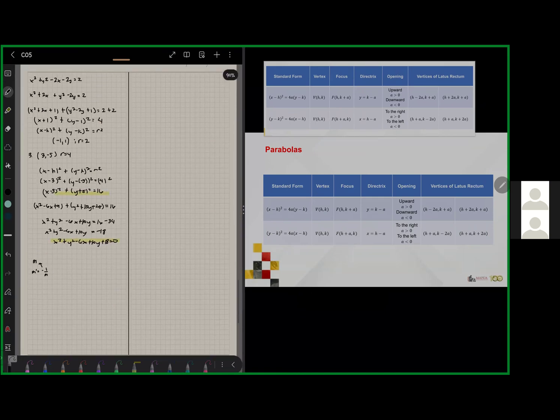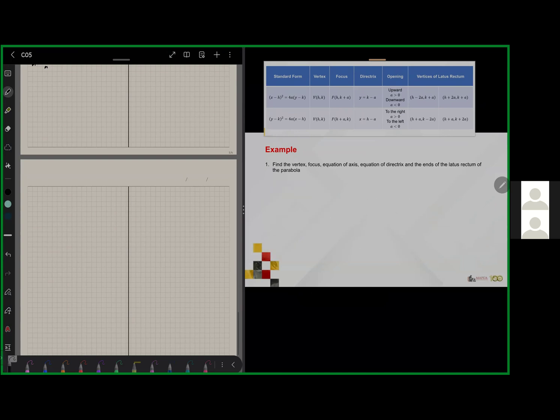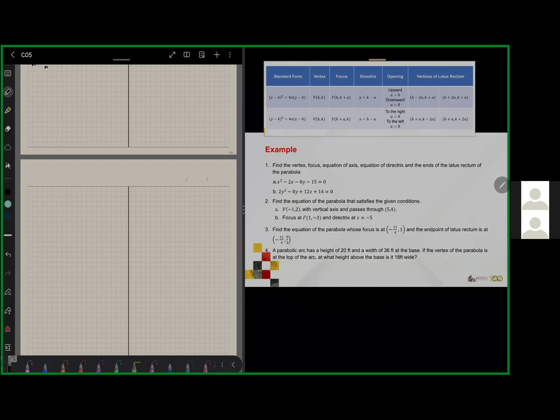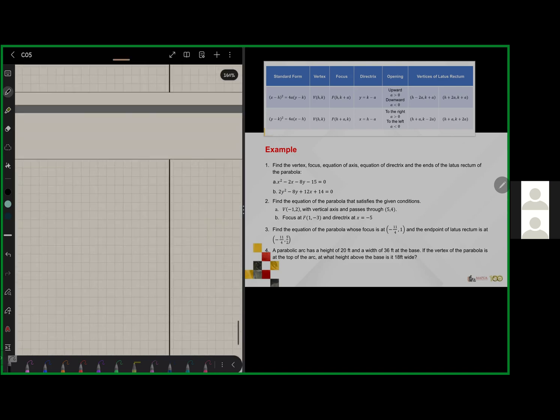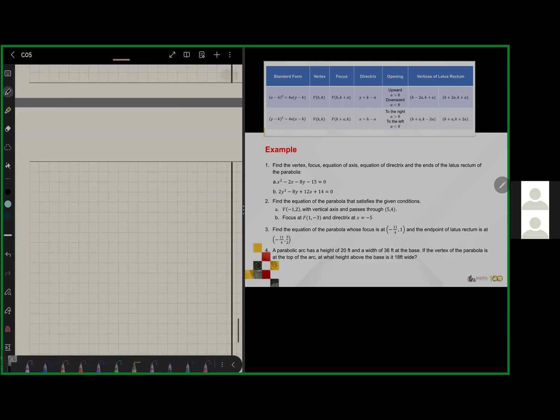So let's try to solve some of the problems regarding parabolas. Find the vertex, focus, equation of the axis, equation of the directrix, and the ends of the latus rectum of the parabola. So let's try to find the solutions for this problem.